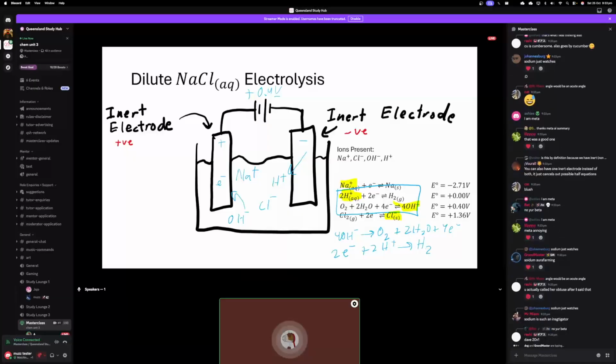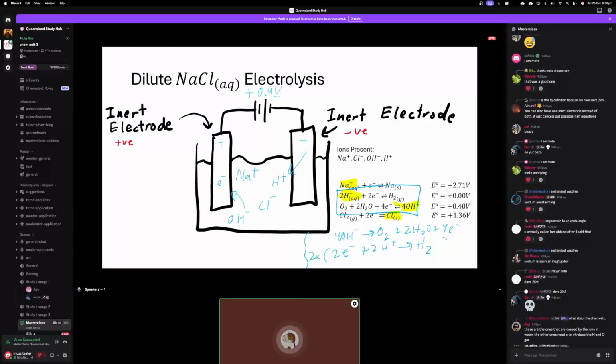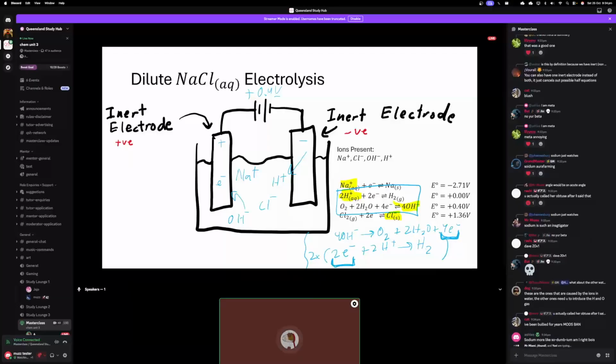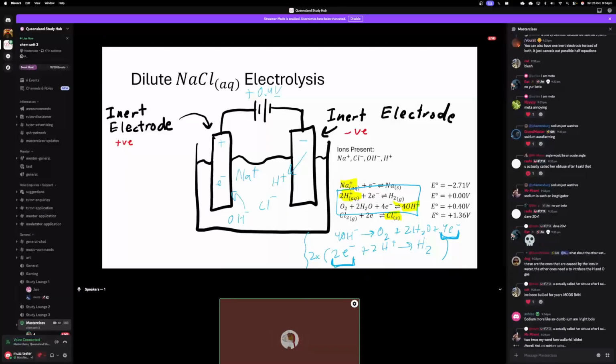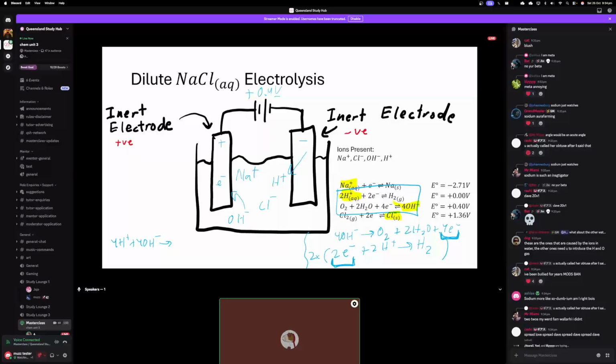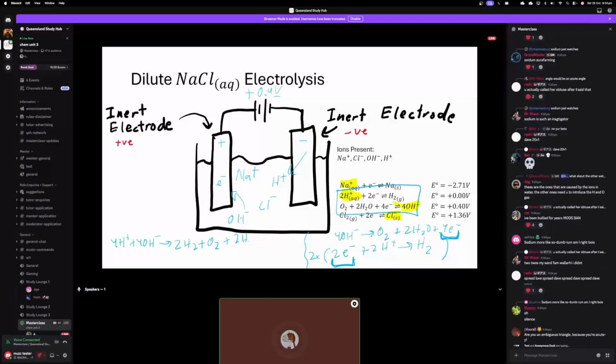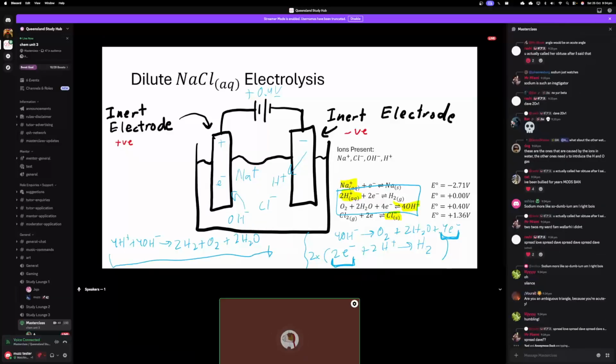H2 gas. If I'm to write the final balanced version of this reaction, let's just write it on the side here. I have to double this whole reaction by 2 in order to get 4 electrons here and 4 electrons here. Remember, this is the theory from earlier. So I get 4H+ and 4OH- reacting to form 2H2 plus O2 plus 2H2O. That is my balanced redox reaction.